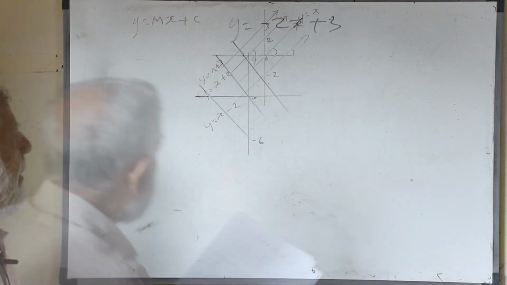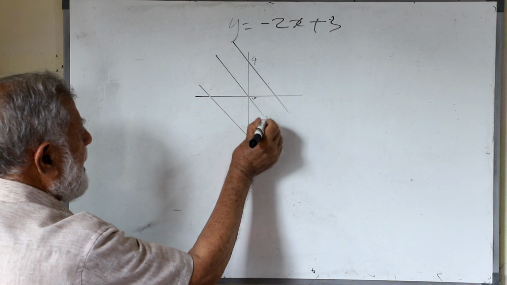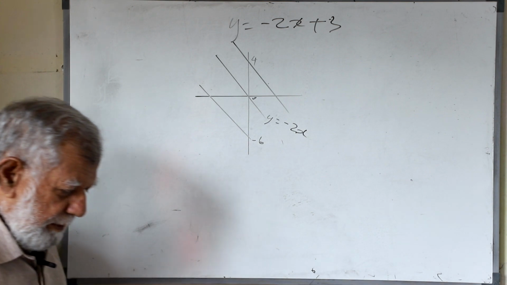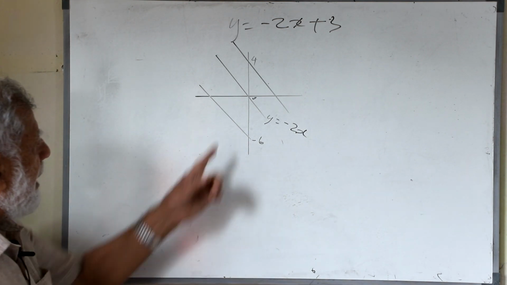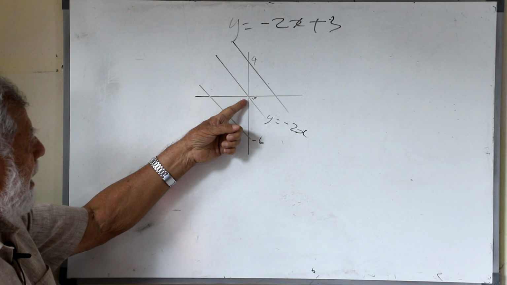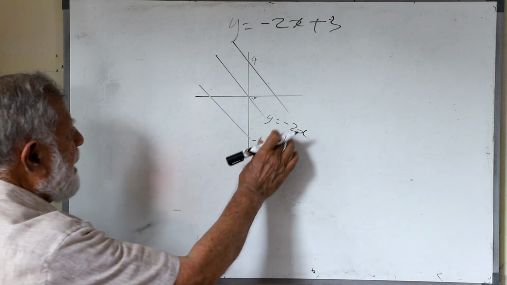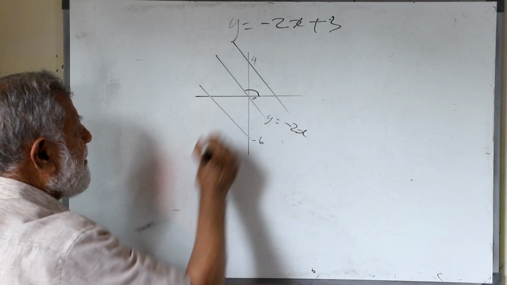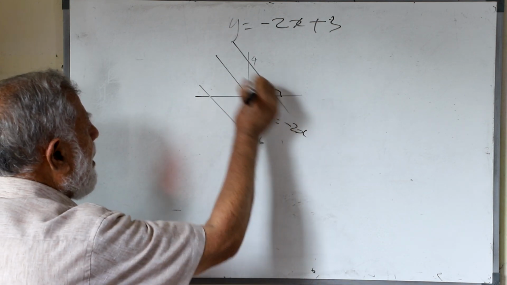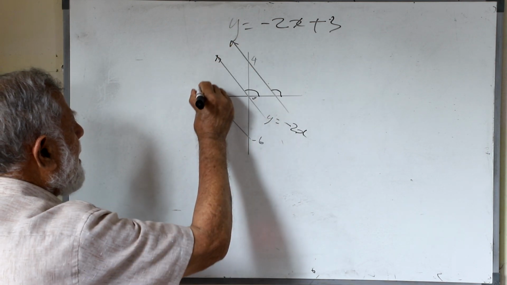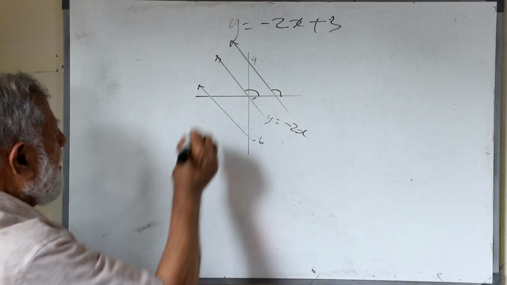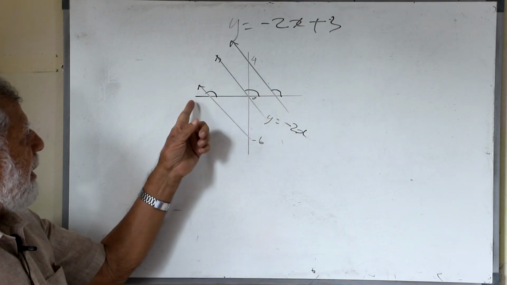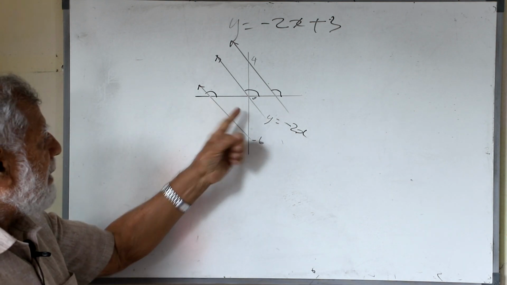We will take another example. The equation of this line is y is equal to minus 2x, because it passes through 0. So the gradient here is minus 2. Minus 2 means it should make an obtuse angle with the x-axis. All these lines are parallel, and all are making an obtuse angle with the x-axis, so definitely the gradient should be negative.